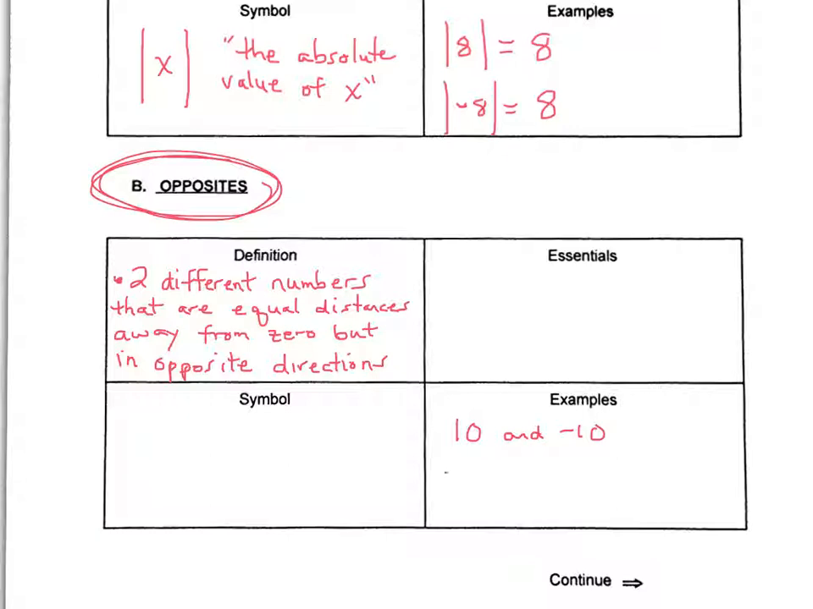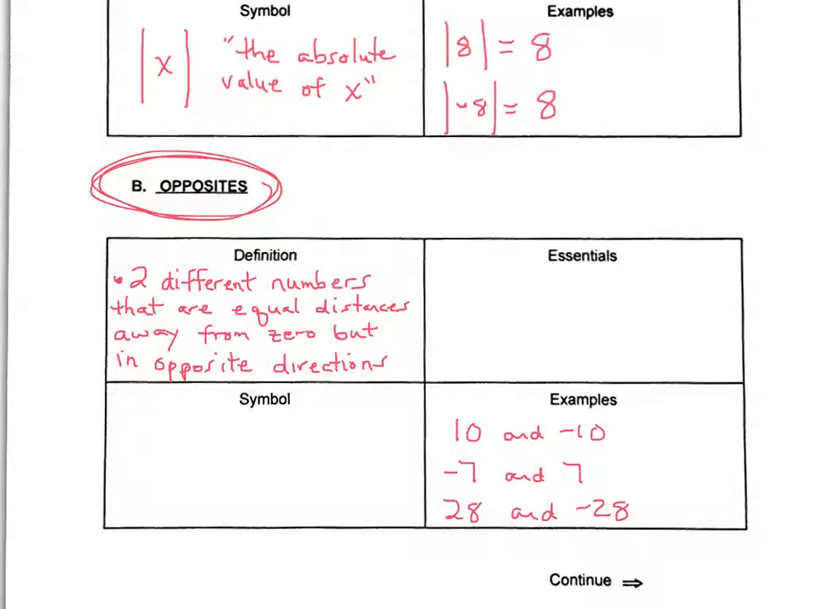Another example would be negative 7 and 7. Those are opposites. They are both 7 steps away from 0, but you went in opposite directions. One more example might be 28 and negative 28.